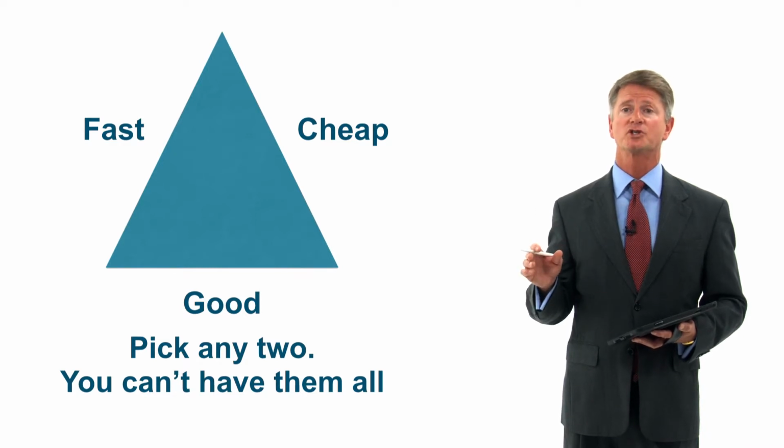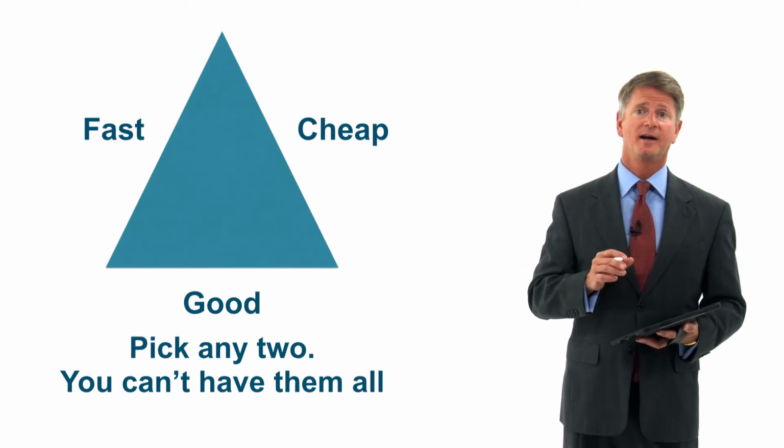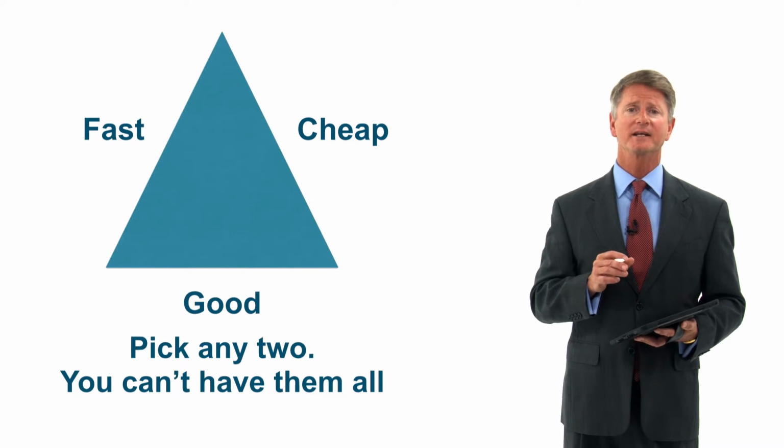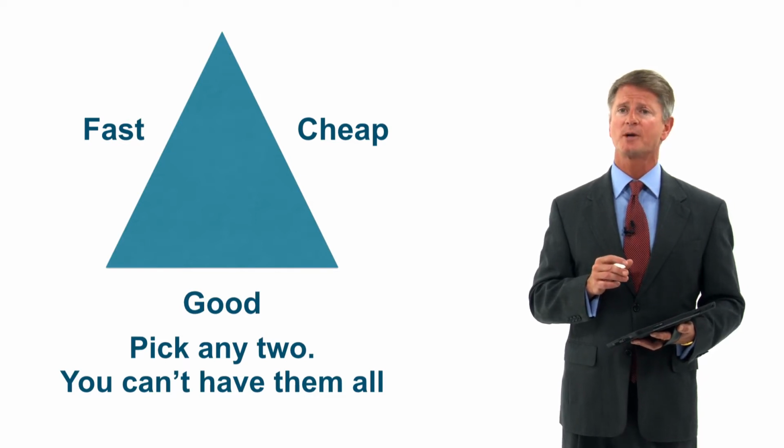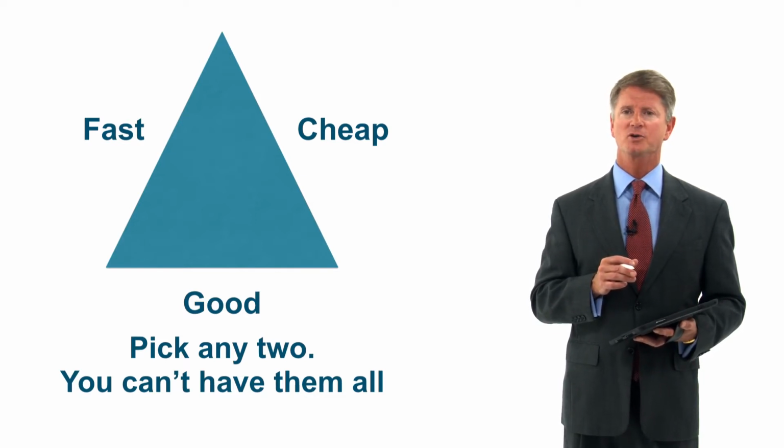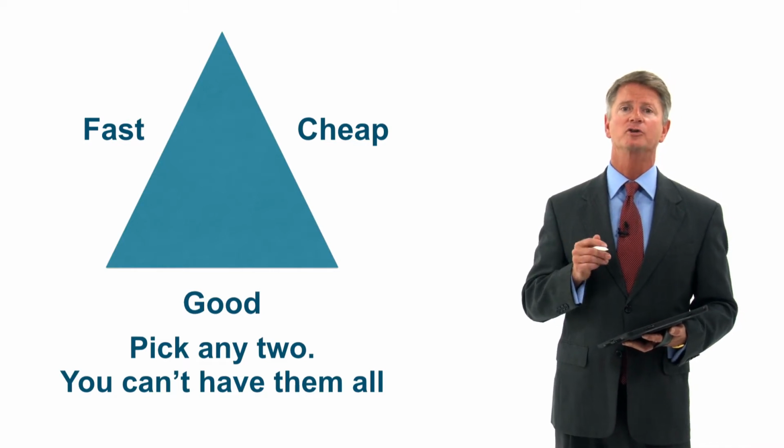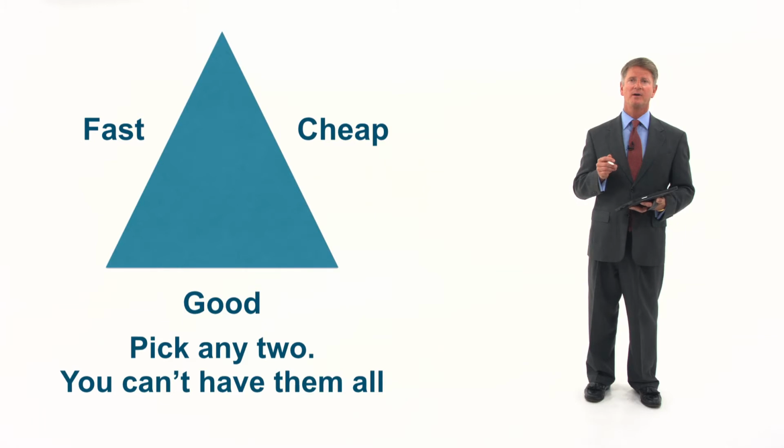If I want the software cheap and fast, I can do it by simply cutting a lot of corners. I'll throw something together. It's not going to be good. If I want it good and I want it cheap, I can probably get there, but it's going to take me forever. I'm going to have to wait for programmers to have some extra time, and it could take me years to get what I wanted. So this is a standard model that shows the basic trade-offs in software development.